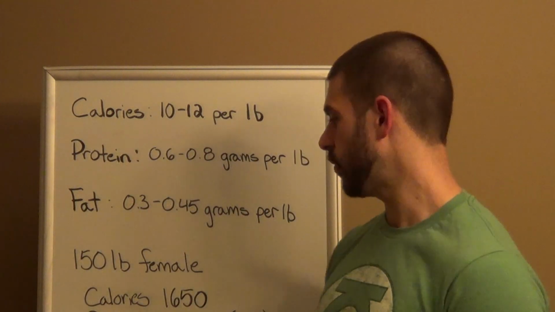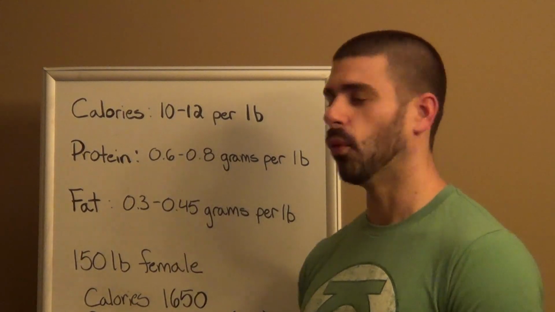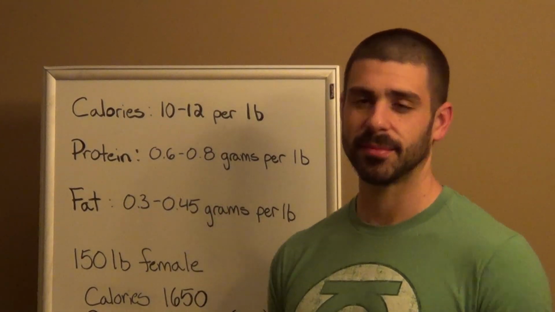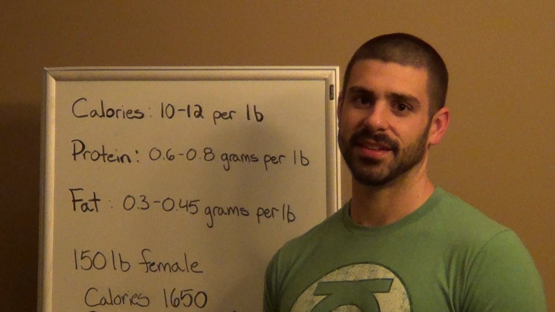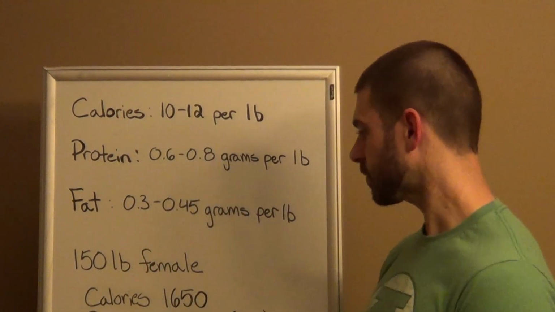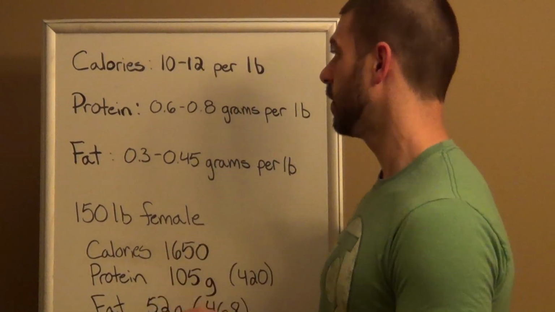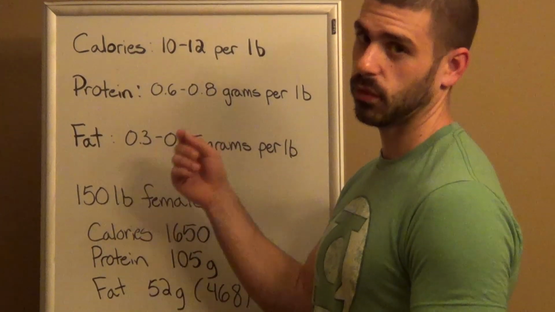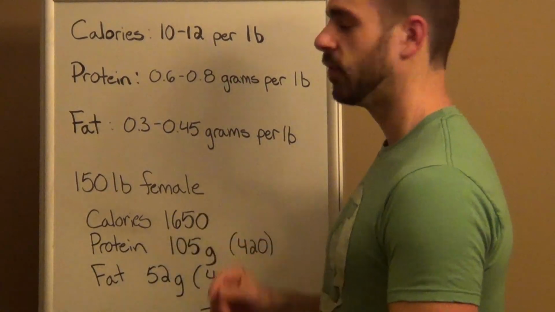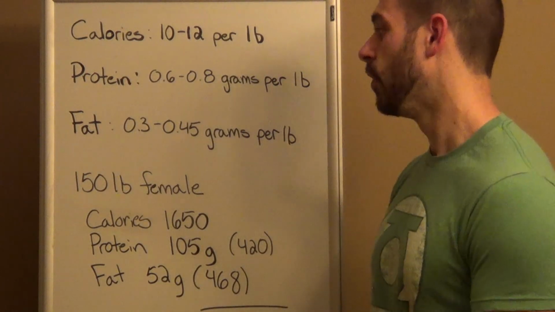We're going to take a 150-pound female whose goal weight is to be about 120. So she has a decent amount of weight to lose, but it's not huge. So we're going to take middle values on all these things. So how many calories should our 150-pound female eat? Well, we'll go right in between 10 and 12. We'll give her 11. So she's got 1,650 calories. That is her calorie target for the day.